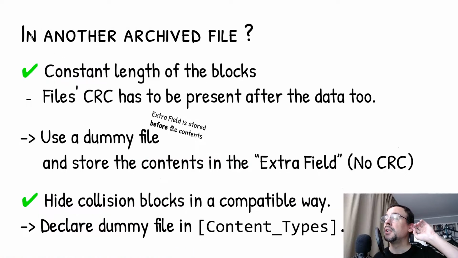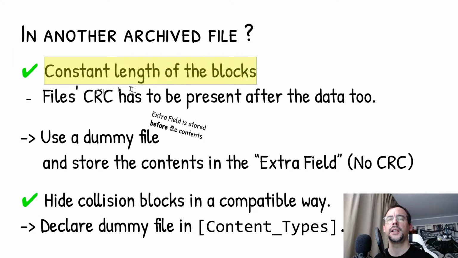So if you put the collision blocks in another archived file, it works because there will be a constant length of the blocks and the CRCs, but the file CRCs have to be present after the data too. So just use a dummy file, an extra file in the zip, and you store the content not as file data, which has its CRC in the two headers, central directories and local file headers, but instead store the content in the extra field, which is not controlled by CRC.